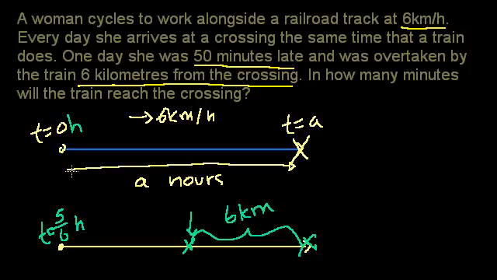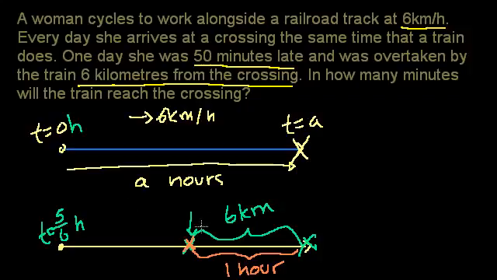So we know that it normally takes her a hours to travel this whole distance. It doesn't matter when she leaves, it takes her a hours. So in this case, it should also take her a hours. And how long does she have to go when the train passes her up on this day that she was late? How long will it take her to go this distance right there? Well, she's traveling at 6 kilometers per hour. She has to go 6 kilometers. So in time, this is going to take her 1 hour. The train will have long passed her, but to get back to the crossing, she's going to have to travel for another hour.